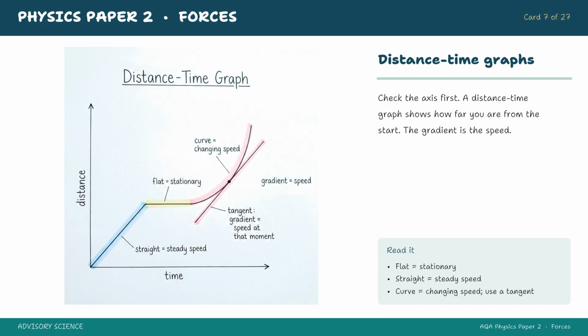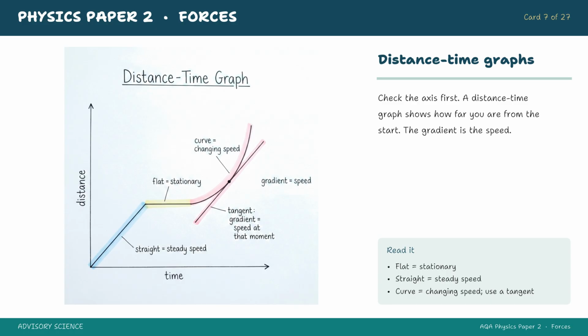A straight diagonal line going up means you're moving away at a steady, constant speed. The gradient or steepness of the line tells you exactly how fast you're going. Are you sprinting, walking, fast or slow? A steep line means sprinting. A shallow line means walking. If the line is curved, it means you're changing speed. You could be slowing down or you could be speeding up.